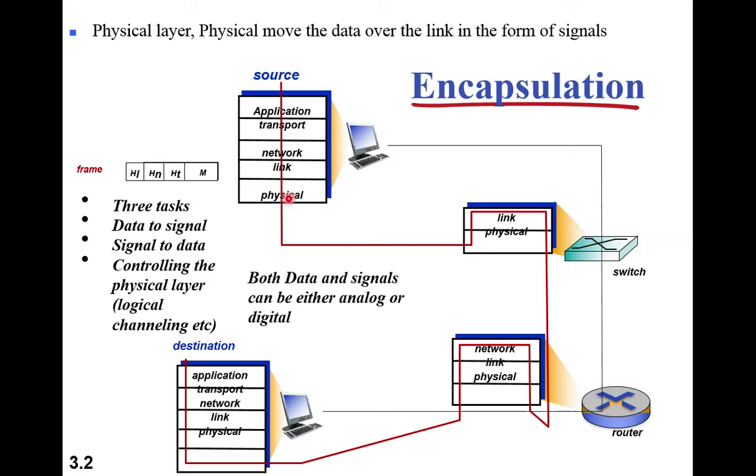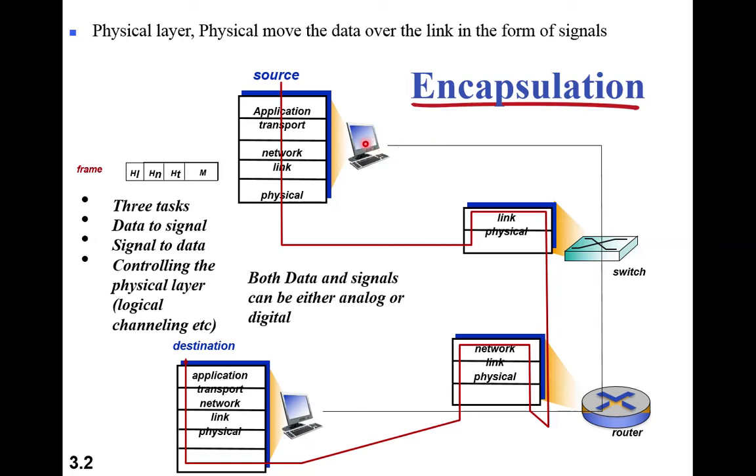Okay, so what is the functionality of the physical layer? The physical layer physically moves the data over the link in the form of signals. So the physical layer functionality is to move the data over this link from this end to this end. Now the data in this system is in data form, and the link supports signals.